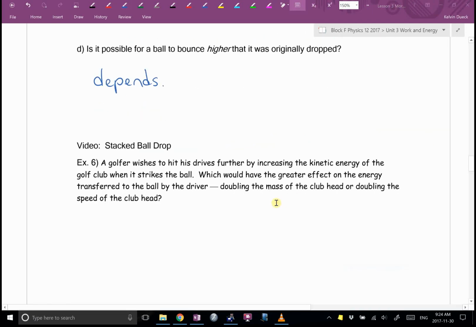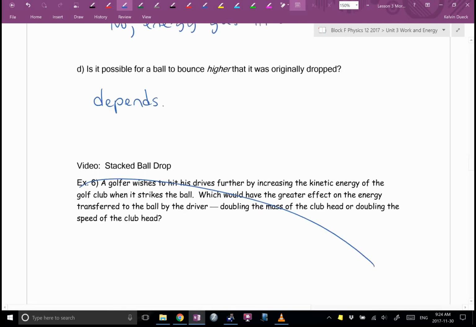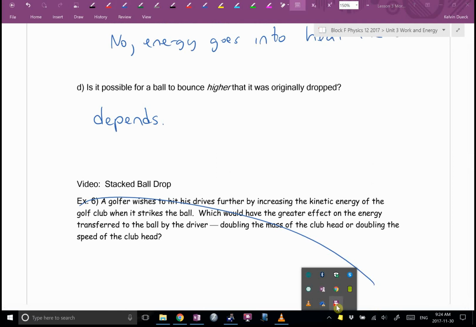You can cross out example 6 here. We did that already. We talked about how doubling the club head speed gives you 4 times more energy, where doubling the mass only gives you twice as much energy. We talked about that during work. All right, a couple more toys.